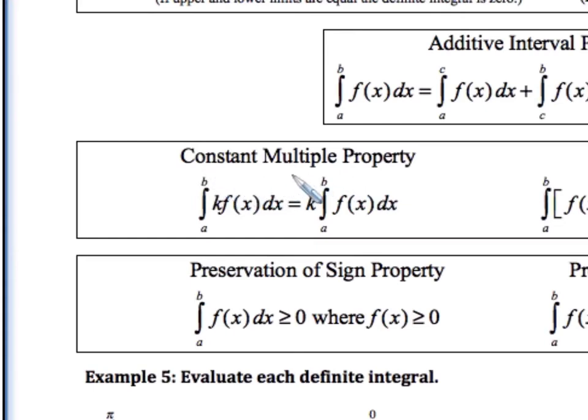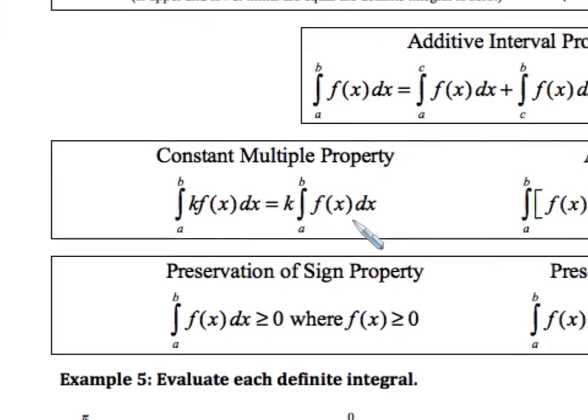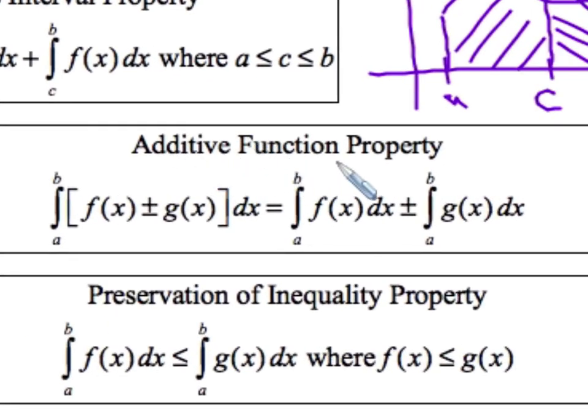Another property is the constant multiple property. So if k is a constant multiplying your function, you can actually pull that constant outside of your integral. The additive function property says if we have the definite integral of two functions being added together, dx, well, we can actually split those two functions apart and find the definite integral of each one separately and then add them together.